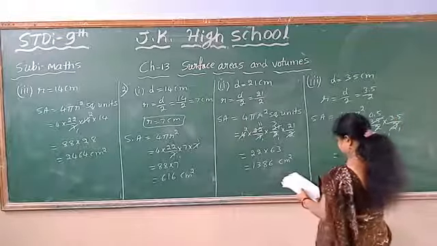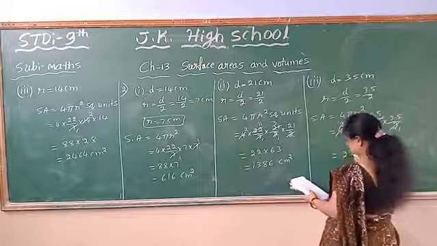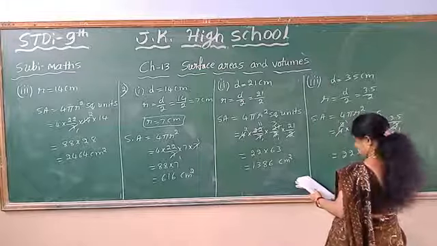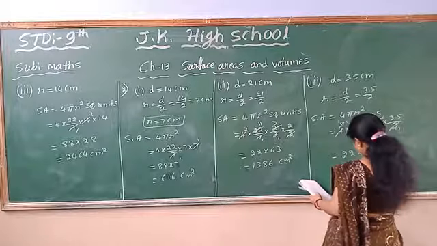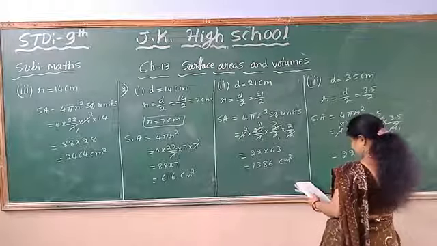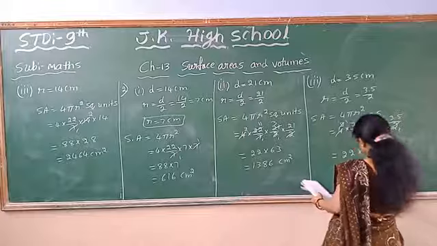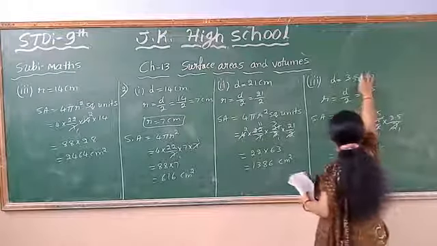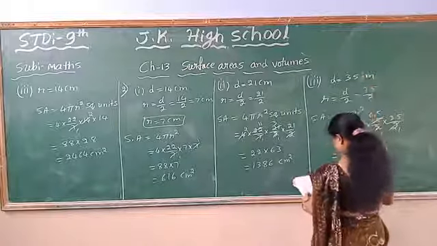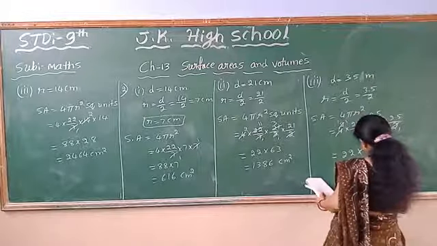So after multiplication, you are going to get it in this manner. Simplify, we get the surface area as 38.5 meters square. It is in meter, so the unit also will be in meter.